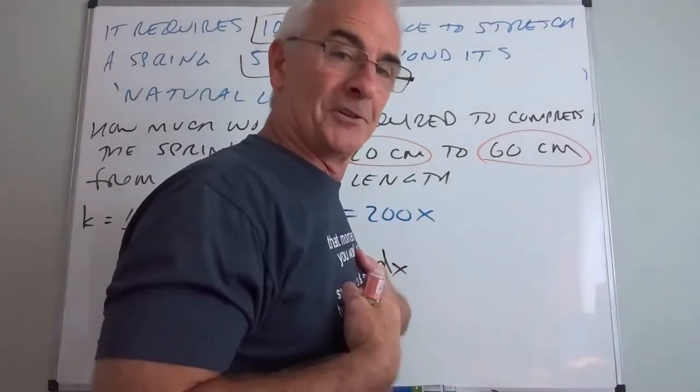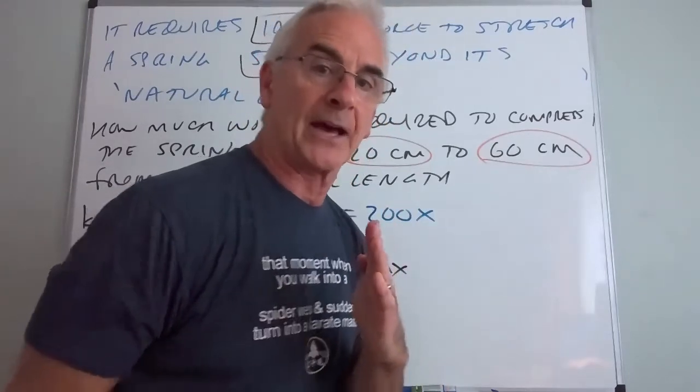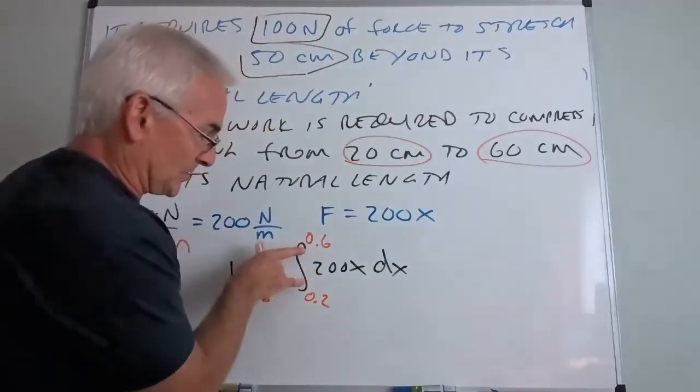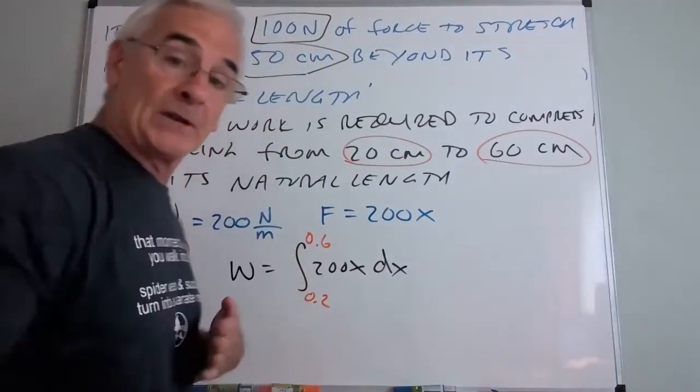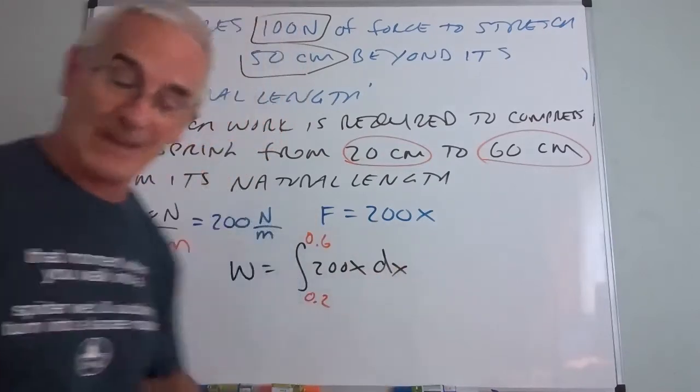Remember, my spring at rest, I'm going to move in 20 centimeters, and then I'm going to hand it off to you. And you're going to go from 20 to 60. So the initial 20, we're not calculating that. We're just counting from 20 to 60. So that's why we're using those numbers. 0 to 40 would be if I went from rest to 40 centimeters. That would be that one.